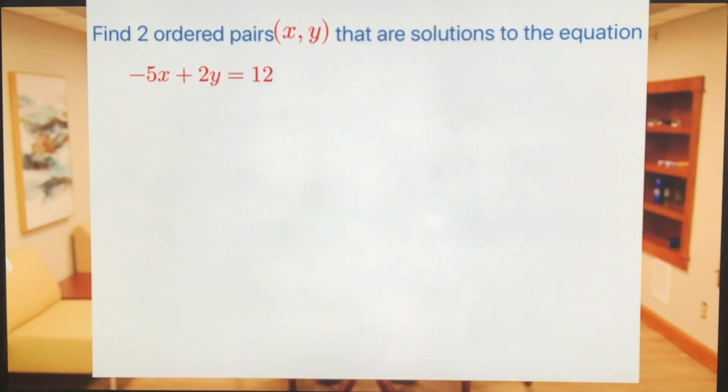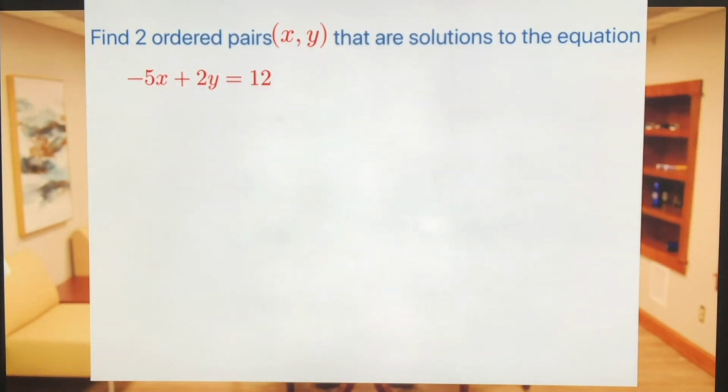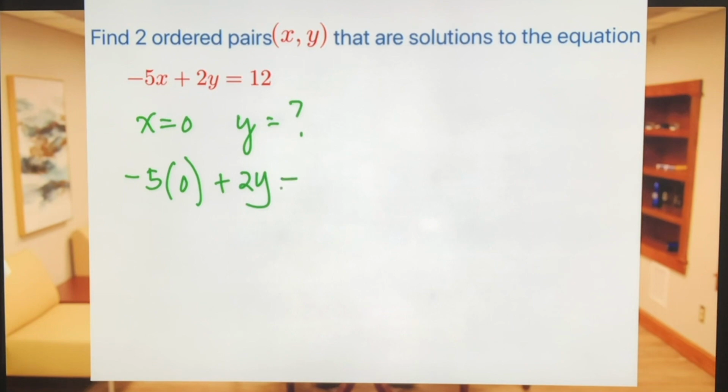Okay, so let's try x equals 0 and solve for y. When x is 0, let's substitute this into the equation. So negative 5x, our x is 0, plus 2y, we're looking for y, equals 12. Can you follow?